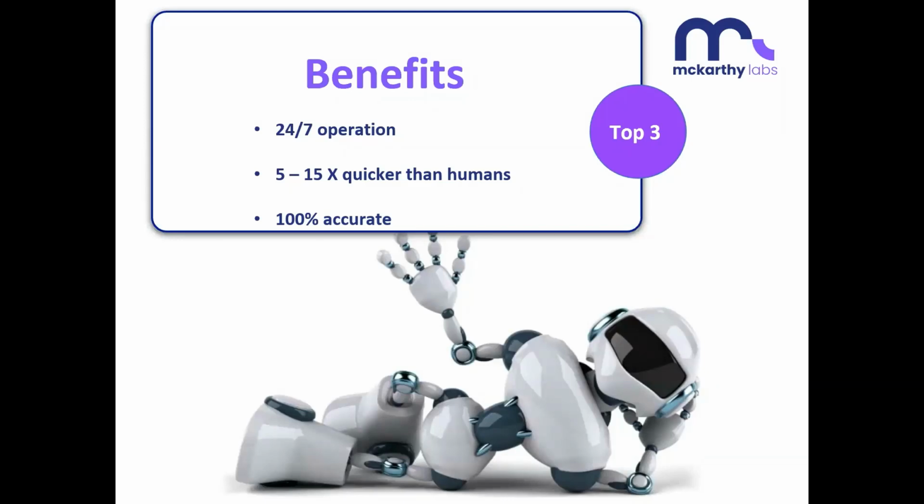The second point there is that bots can work between 5 and 15 times quicker than humans. And I'm going to show you a video shortly that will demonstrate that. And that means that not only will you get 3 times the productivity with bots working 24/7, but if they also work 10 times quicker than humans, then you can really start to see how the benefits stack up there. You can get so much more done in any one day than you can if you have humans carrying out those operations. And the third point is that bots are 100% accurate.